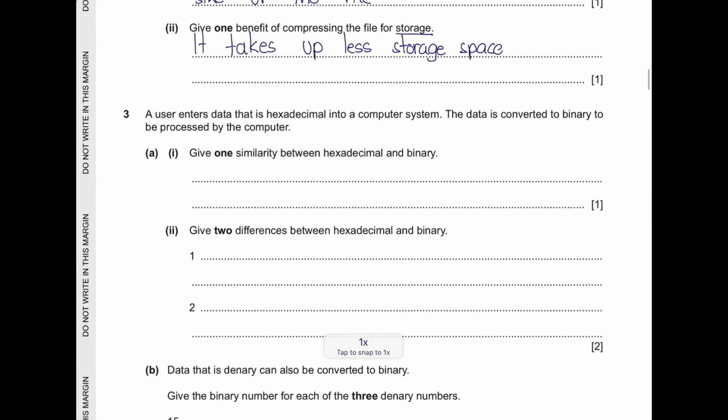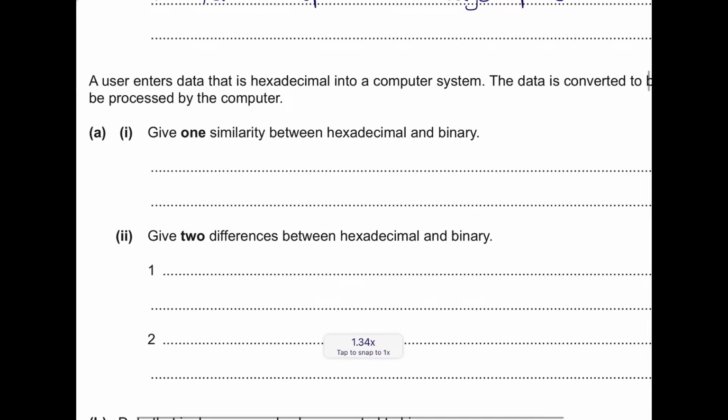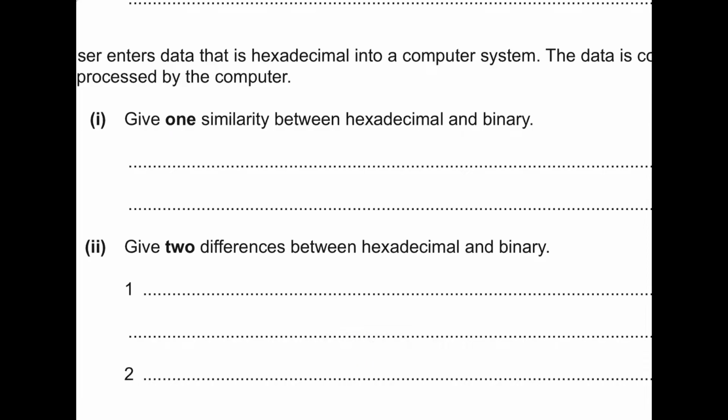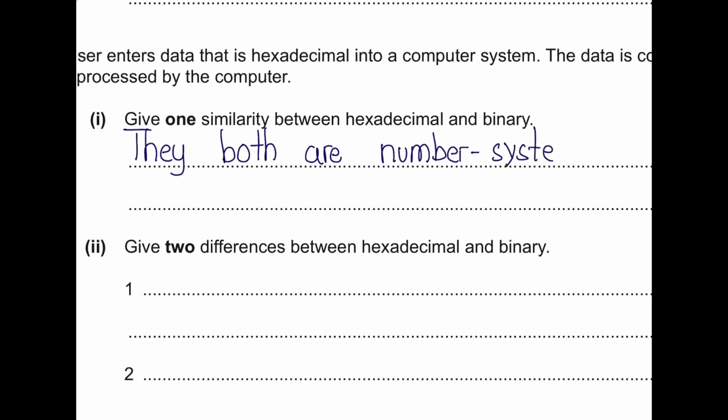Question number 3 says a user sent data that is hexadecimal into a computer system. The data is converted to binary to be processed by the computer. Now, what is one similarity between hexadecimal and binary? A very easy question, and we can say that they both are number systems. Now it says to give two differences between hexadecimal and binary.